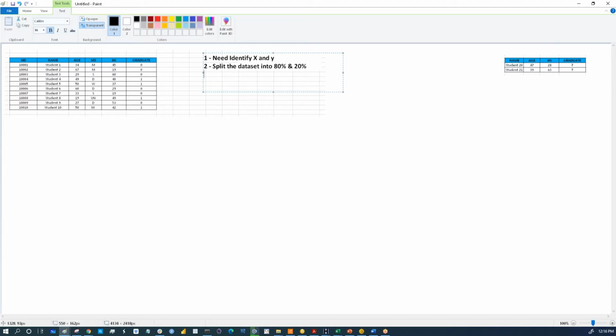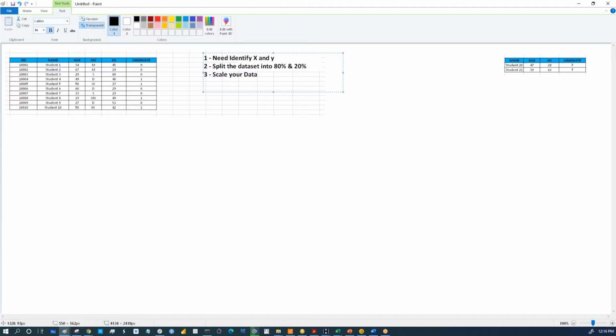Then number 3, sometimes you might need to scale your data, depending on the model you are using. For the decision tree that we are going to use today, you really don't need to scale because a decision tree does not care that much about the value of the attributes. But scaling is required if you are using probabilistic and algebraic models.